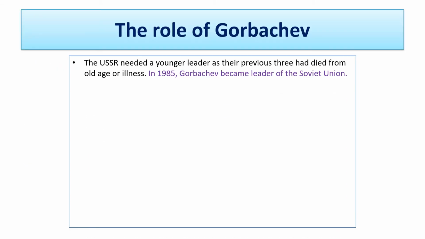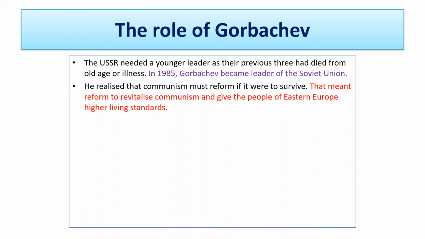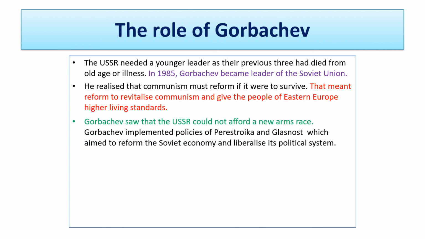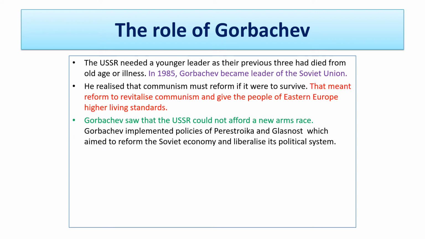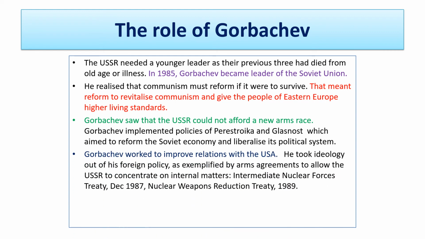Now the USSR needed a younger leader compared to the previous three who had died from old age or illness. In 1985, Gorbachev became the leader of the Soviet Union. He realised that communism had to change to survive, and that meant that he had to revitalise communism and give the people of Eastern Europe higher living standards. He saw that the USSR could not afford a new arms race, so he implemented policies of perestroika and glasnost, which aimed to reform the Soviet economy and liberalise its political system.